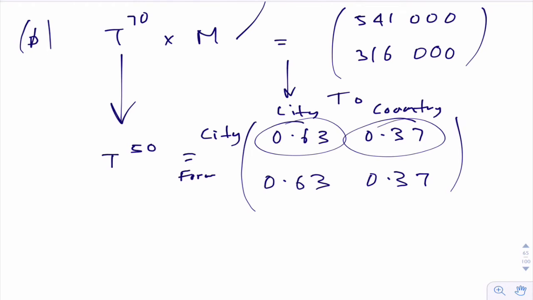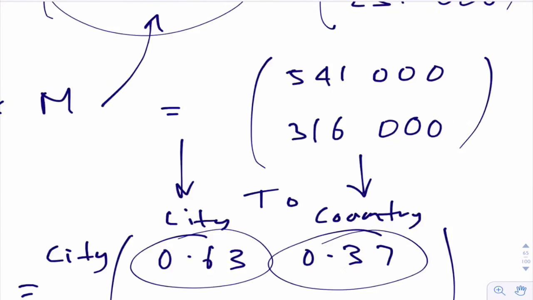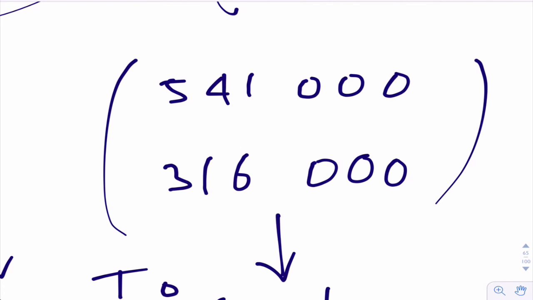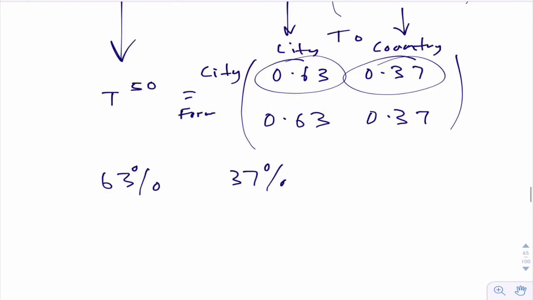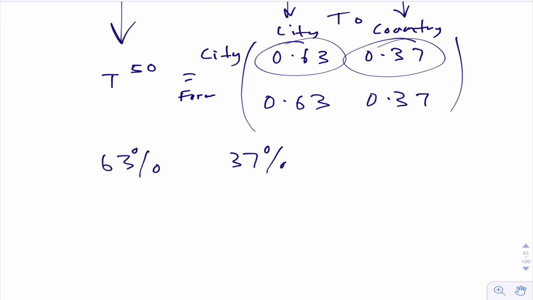Okay, really it's this way here that we're looking at. Okay, we're looking at the 2. So 63% in the city and 37% of people are going to live in the country. We also could have worked that out just by looking at these numbers here and working out what percentage 541,000 was of the total number. That would also give you 63% of the total.